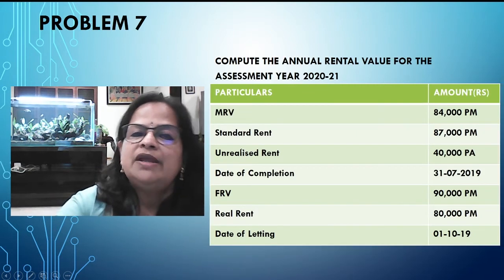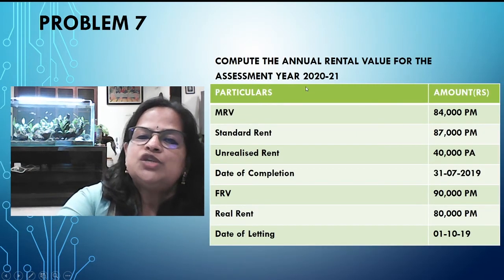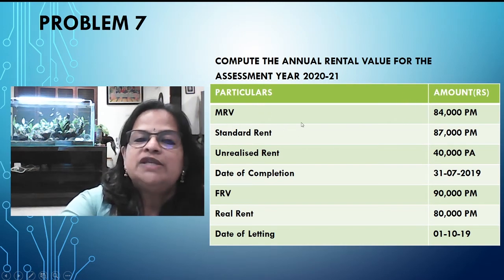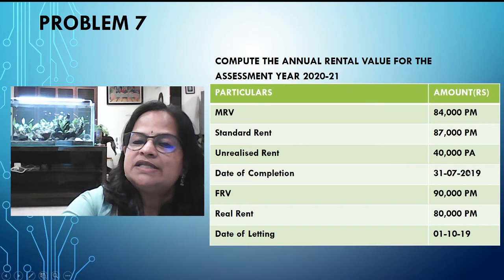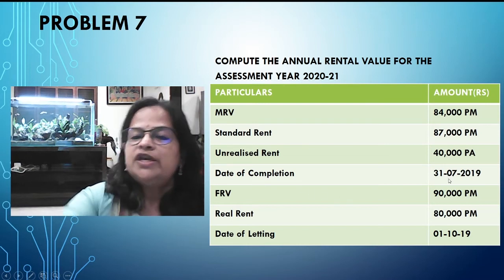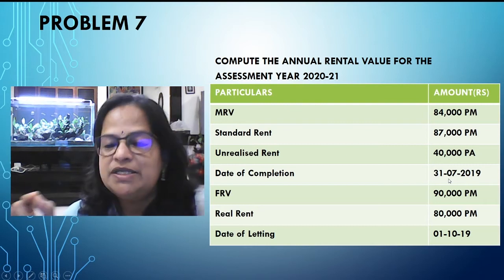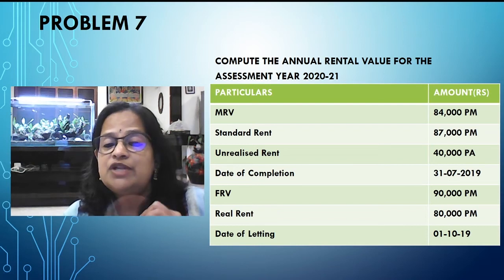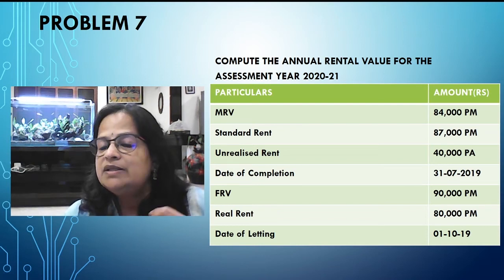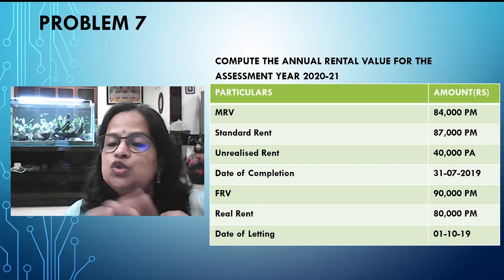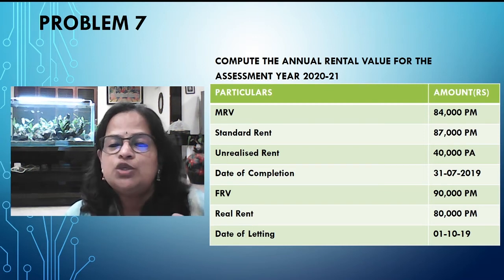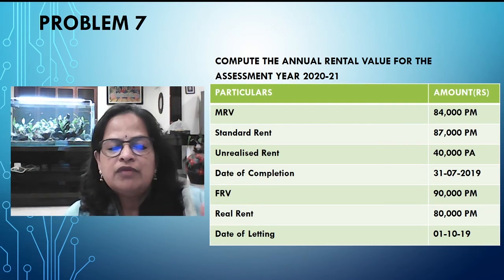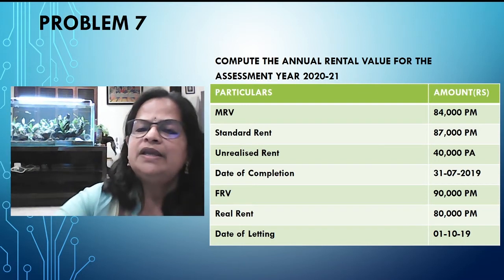Now problem number 7. Compute the annual rental value for the assessment year 2021. Municipal rental value is there, standard rent is there, unrealized rent is there. Date of completion: here you have to remember that 31st July they completed, so from August only they have occupied. So date of letting is from 1st October. 1st October meaning 2 months it was vacant, August and September it was vacant. And it started from October: October, November, December, January, February, March. 6 months they have got the house property.